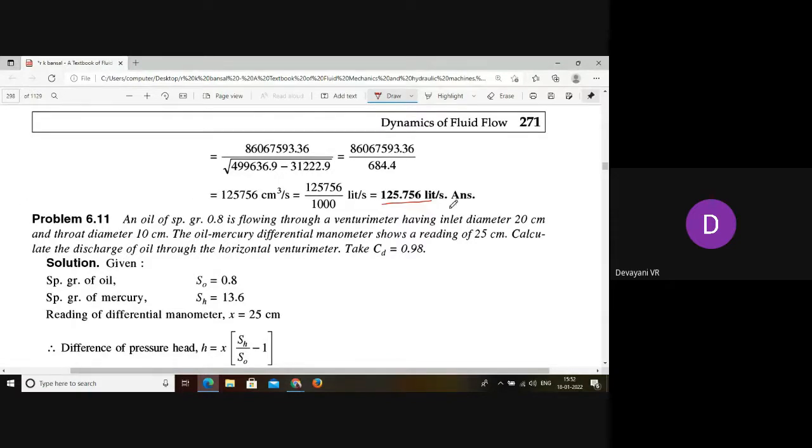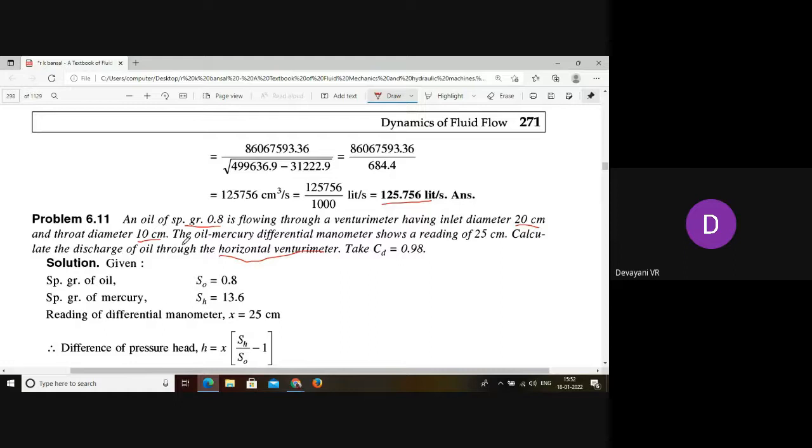So as the problem says, the venturimeter is a horizontal venturimeter, and in that venturimeter the oil is flowing with a specific gravity of 0.8. So the flowing liquid is oil and its specific gravity is 0.8. Then the venturimeter inlet diameter at the convergent is 20 centimeters, and at the throat, that is D2, is given as 10 centimeters.